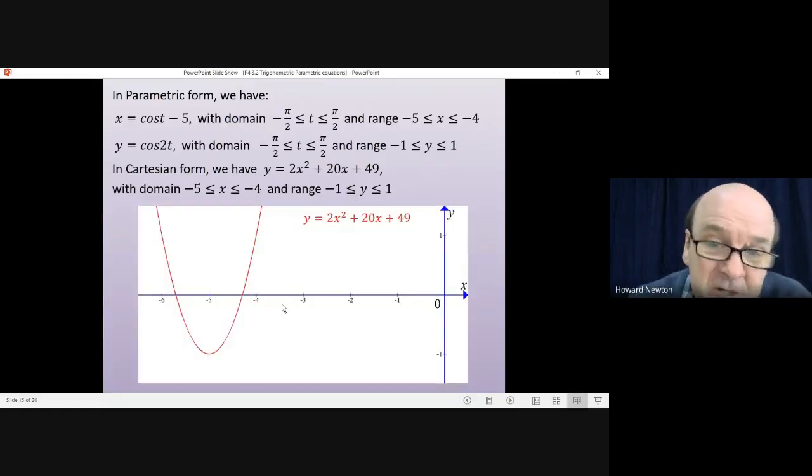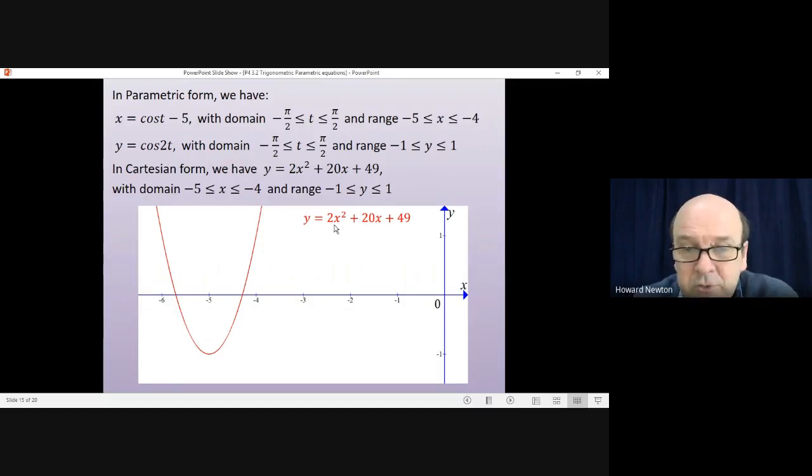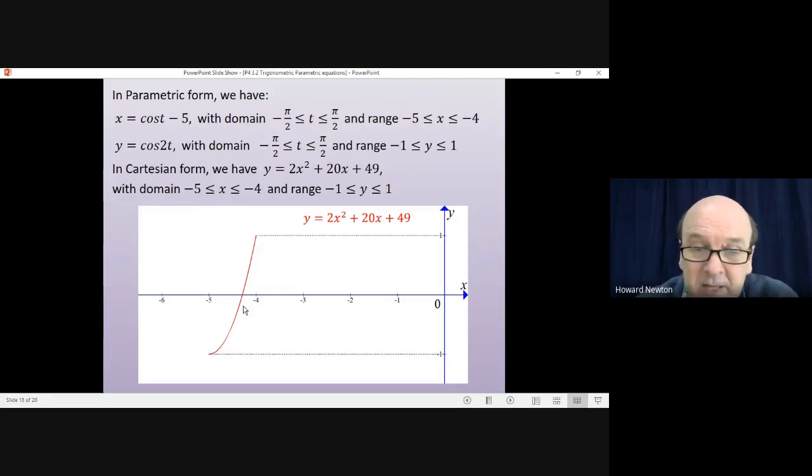Now, if I wanted to sketch this, then that's the whole of the quadratic, y equals 2x squared plus 20x plus 49. And if I was drawing the whole thing, then it would look something like that. But I'm not drawing the whole thing. The domain is restricted from -5 to -4. So that's -5 on the x-axis up to -4 on the x-axis. That will just give me that part of the curve. And just to remind you what domain and range mean: the domain is -5 to -4 because that's the x values that the function can take. And the range is from -1 up to +1 because that's the y values that the function can take.